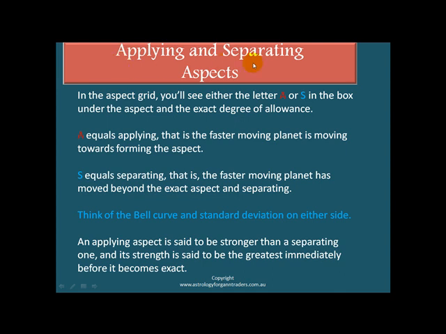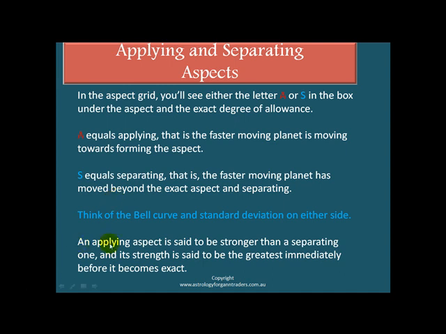Applying and separating aspects. In the aspect grid, you'll either see a letter A or S in the box under the aspect and the exact degree of allowance. A equals applying, and that is the faster moving planet moving towards forming the aspect. S equals separating, that is the faster moving planet has moved beyond the exact aspect and is separating. The easiest way to think of this is like a bell curve, with standard deviation on either side, but you've got the point of culmination at the peak of the curve.